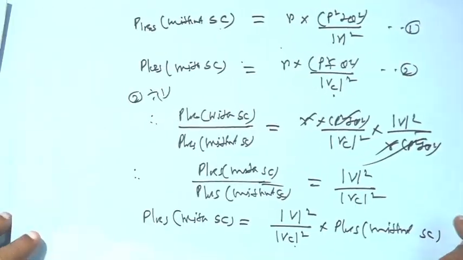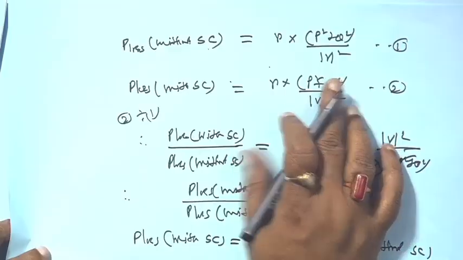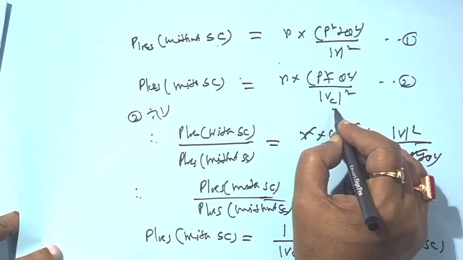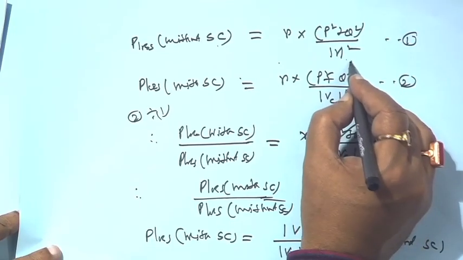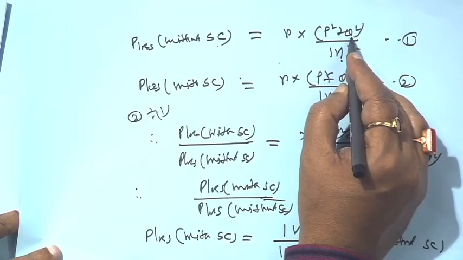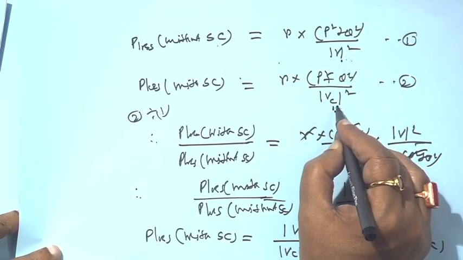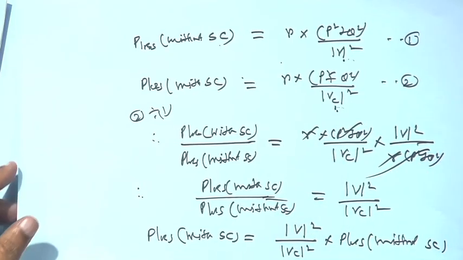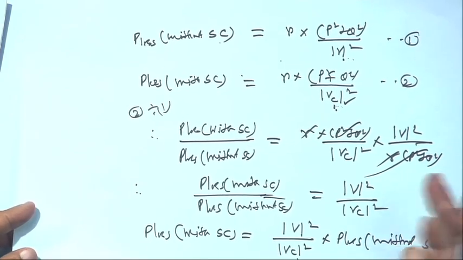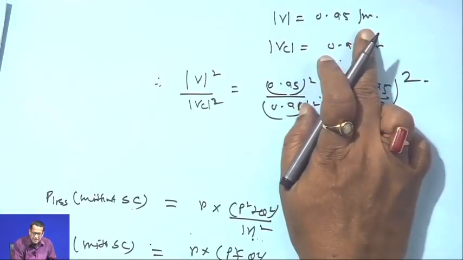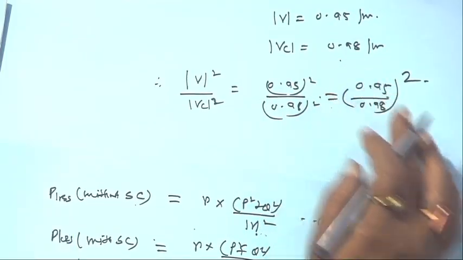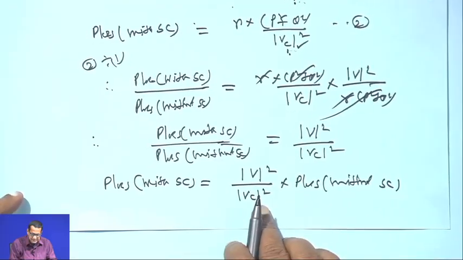Whenever you put the series capacitor, because the voltage is improving, naturally the power loss will be much smaller because of the improved voltage. The square will also be less. So power loss will decrease to some extent because of this voltage improvement. Initially it was 0.95 per unit, and now after the series capacitor the voltage magnitude has changed to 0.98. So V square upon Vc square.